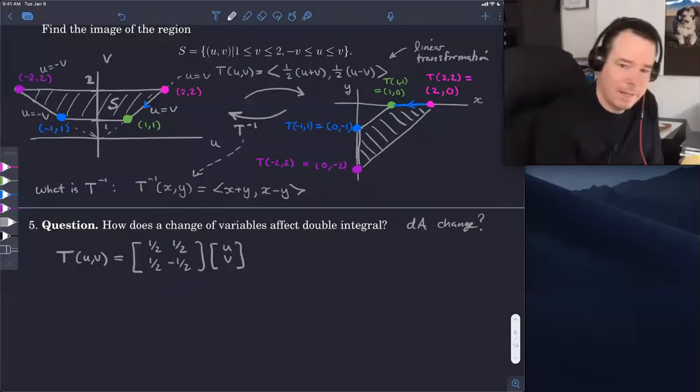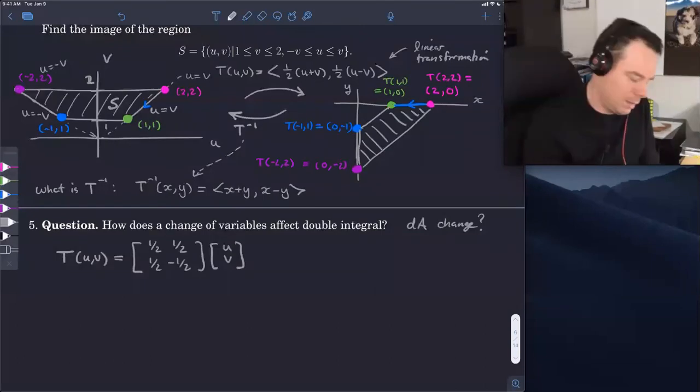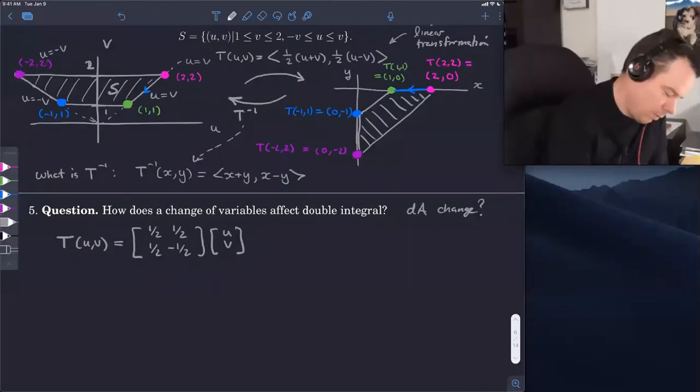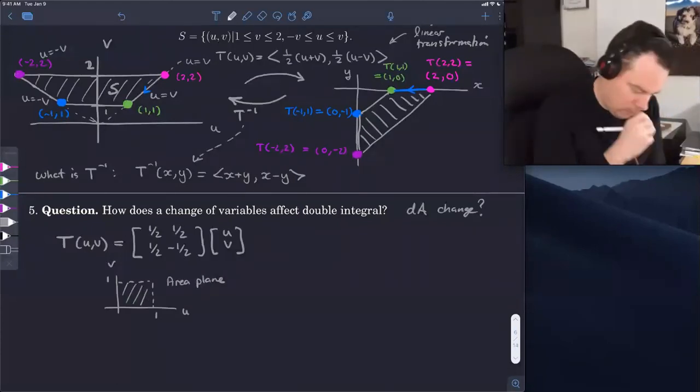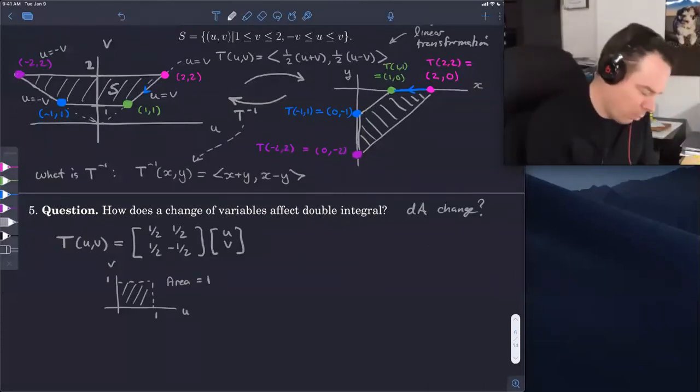And I'd like to know if I had a little square on the left, a little square in my region S on the left, and I take its transformation, what kind of shape does it become on the right? And what's its area? So I'm going to take, for here, a square of area 1 on the left. Let's just see what happens. So if I take an area 1 square in the UV plane, a little square of area 1, and I look at what happens when I map it under T.